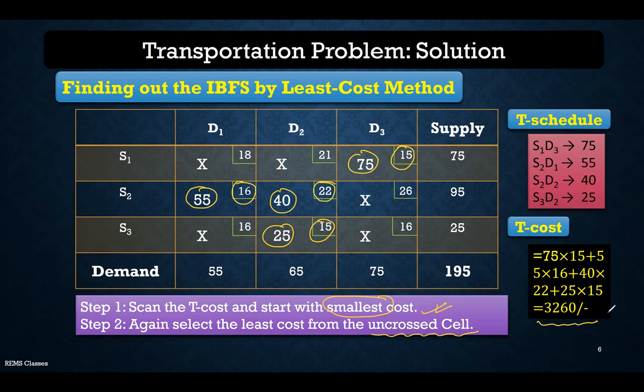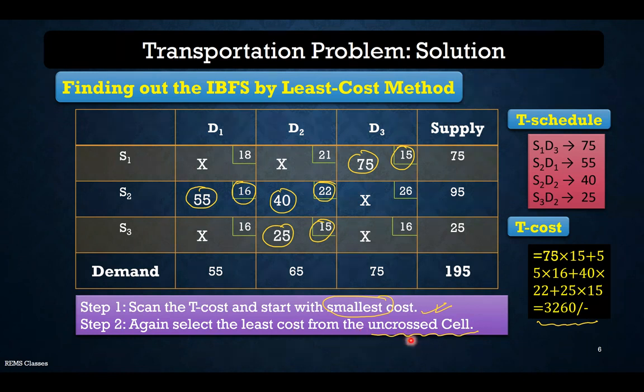By using the northwest corner rule, we had 4,100, and by making use of the least cost method, we have 3,260. So if we compare the least cost method and the northwest corner method, we can say that the least cost method gives a better solution compared to the northwest corner technique.